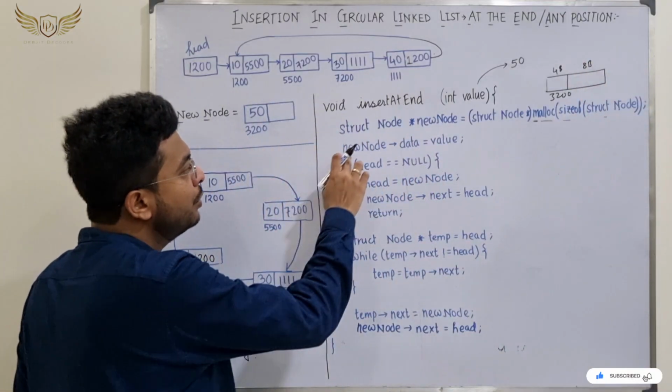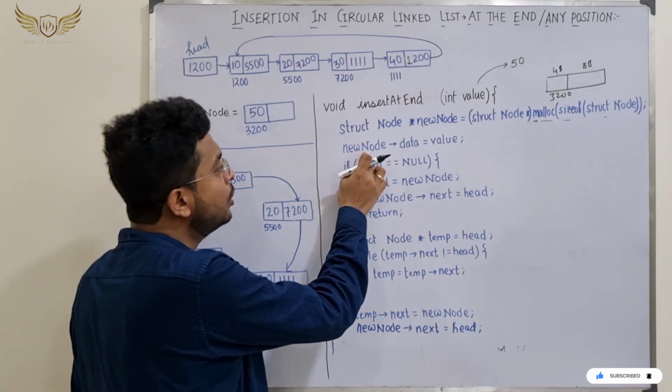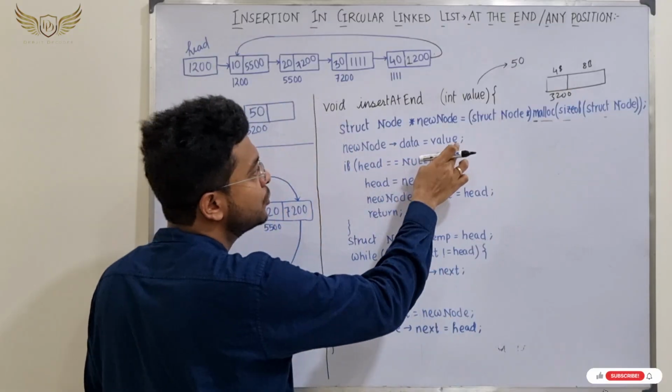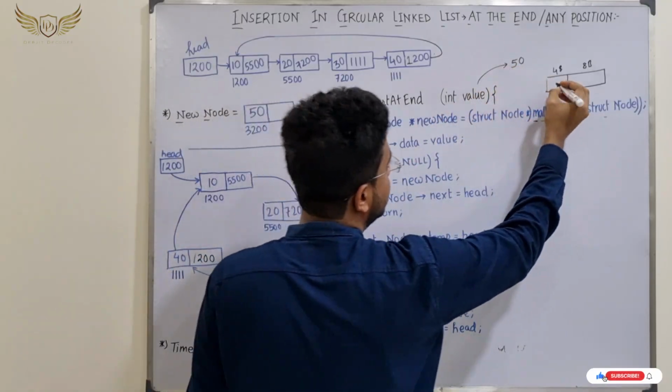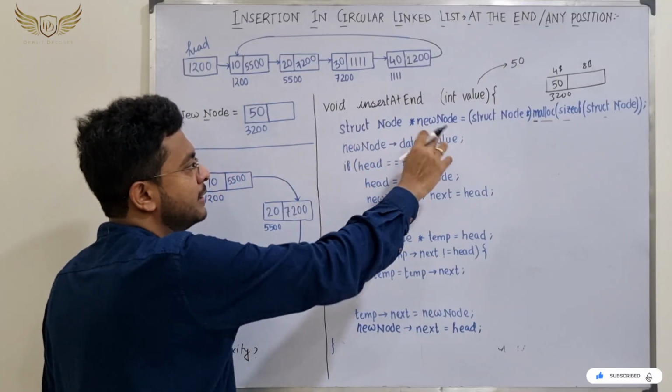Understood? Now new node arrow data equals value. This is the new node. What is the value that is being passed? 50. So now the new node's data part is holding 50. Now it is looking like this after this line.